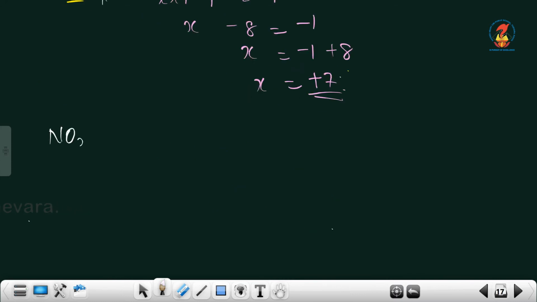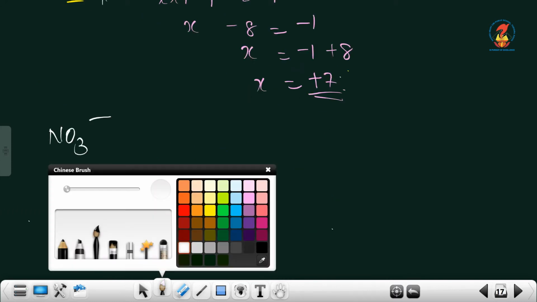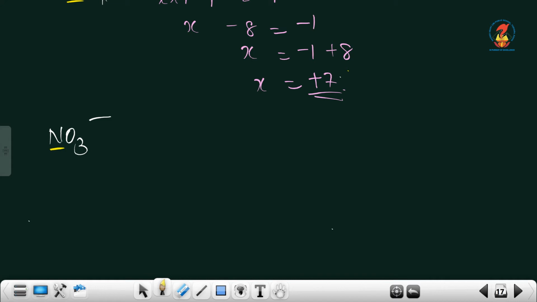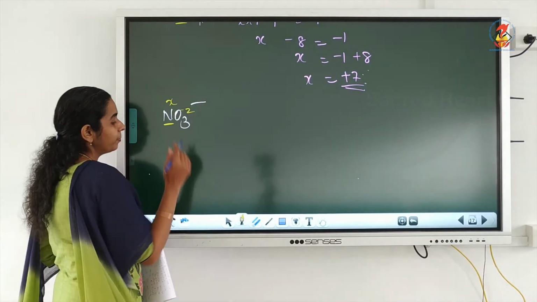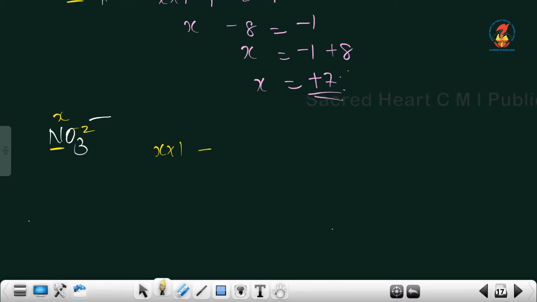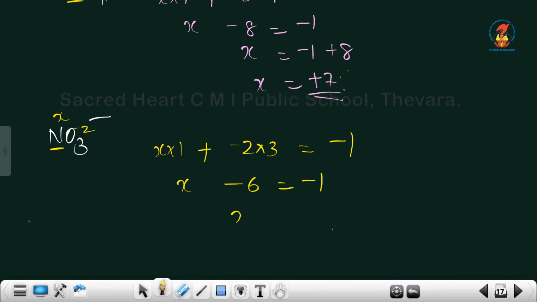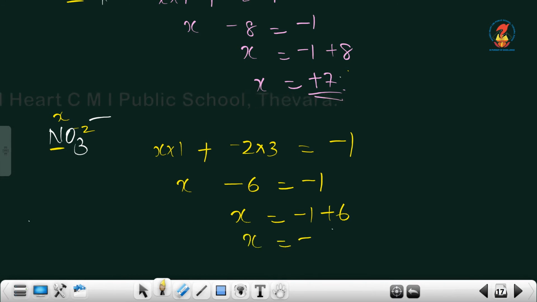Then NO3 minus, and the underlined element is nitrogen. So let nitrogen oxidation state be X. Oxygen we know it is minus 2. The sum should be equal to minus 1. So X into 1 plus minus 2 into 3 equal to minus 1. So X minus 6 equal to minus 1. So X equal to minus 1 plus 6. The oxidation state of nitrogen is plus 5.